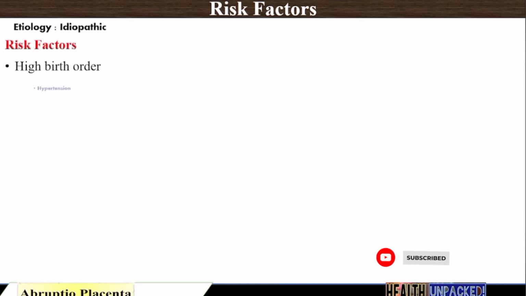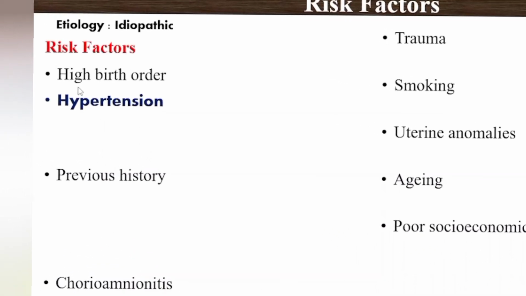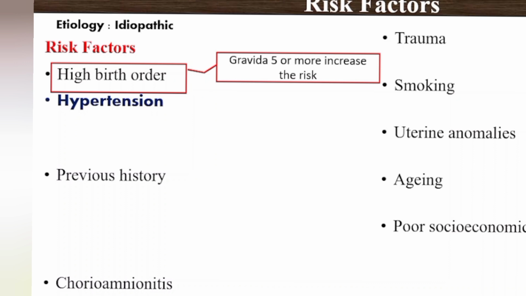Okay, when we come to the risk factors, we don't know the exact cause of abruptio placenta. The etiology is idiopathic. That means we don't understand what the cause is. The real cause is not understood yet. Okay, the first risk factor is high birth order. That means a mother who is gravida 5 or more is at risk of developing abruptio placenta because as the age increases plus the number of births or gravidity increases, the uterus is not as good as compared to those who have lower gravidity and parity. So the risk is increased.